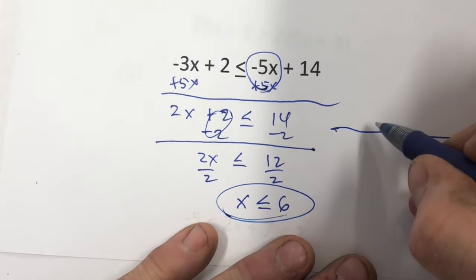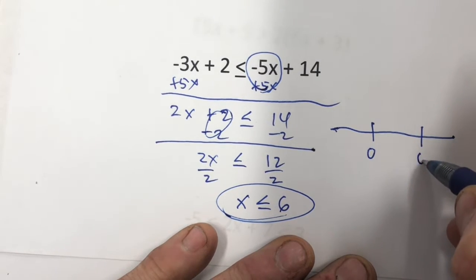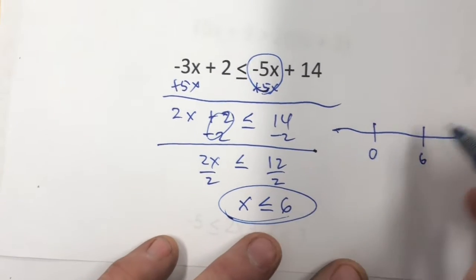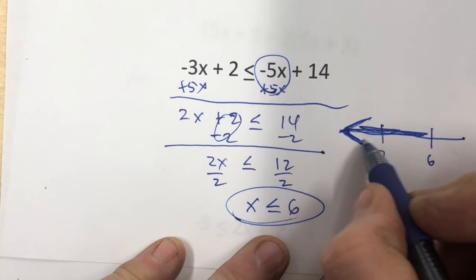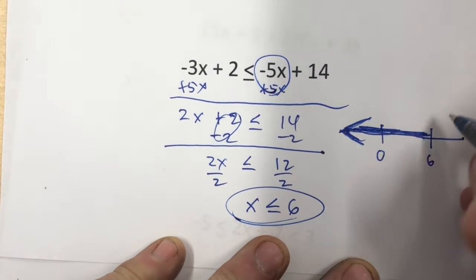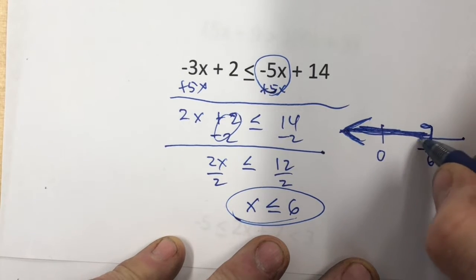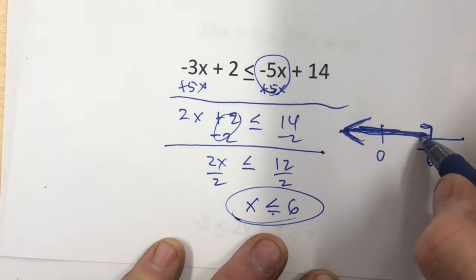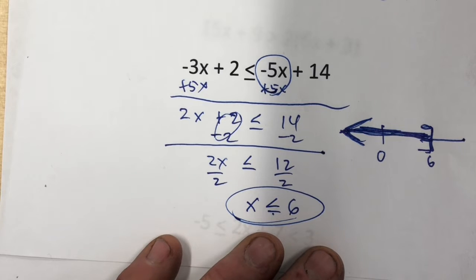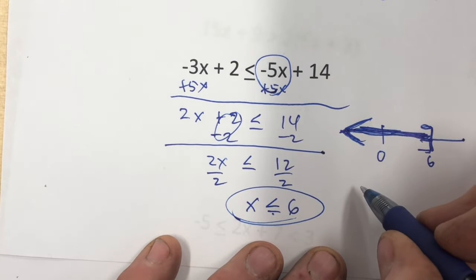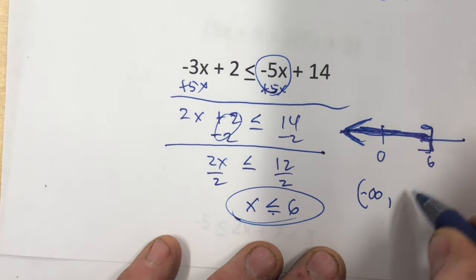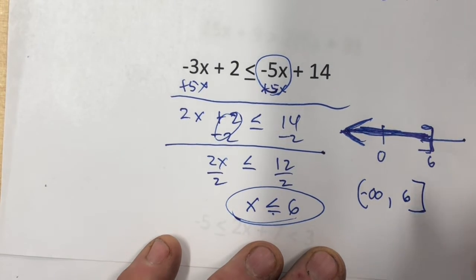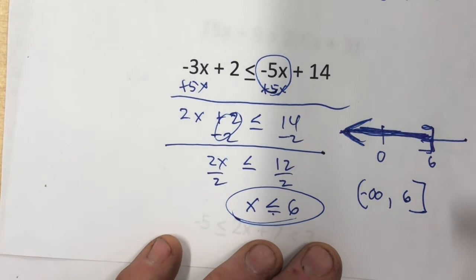All right, if I graph that, here's 0, here's 6. X is less than or equal to 6, which means my arrow goes this way, less than. It points to the left. And I'm going to have a bracket right here because it does equal 6. So that's what the graph will look like. And if I do my interval for that, the lowest it'd be is -infinity. The highest it could be is 6, and I put the bracket on it. And that's how I do the interval notation.